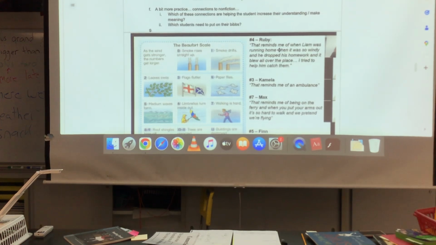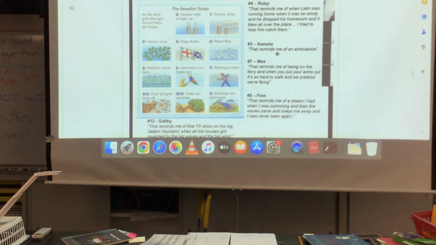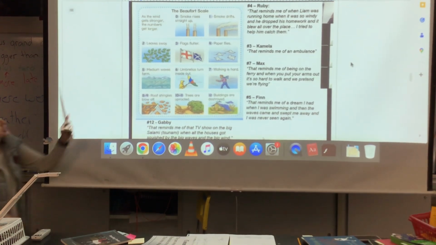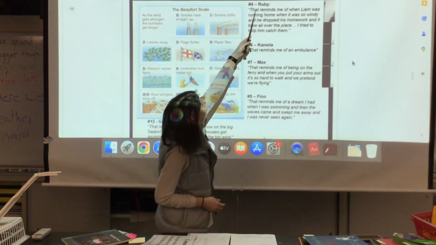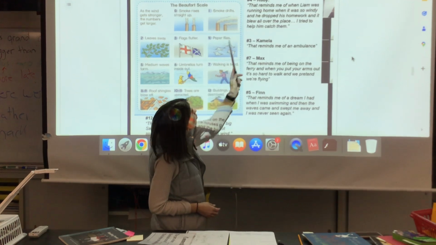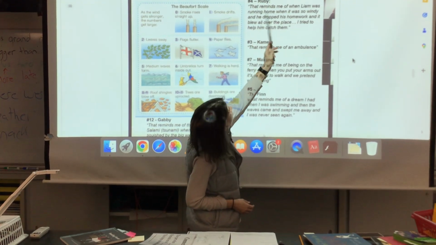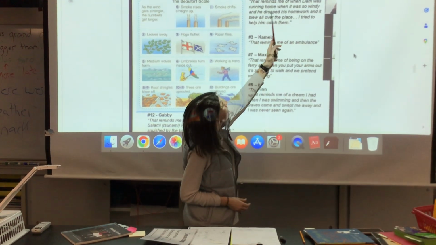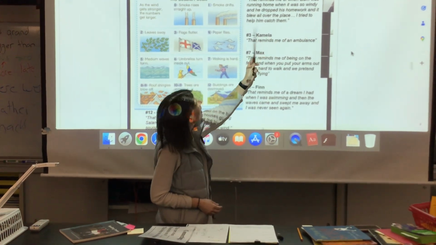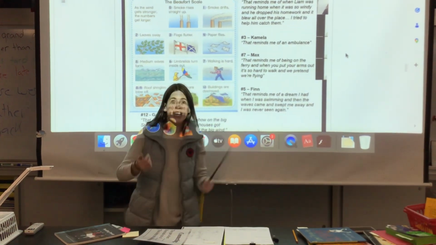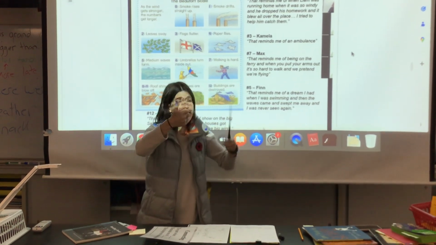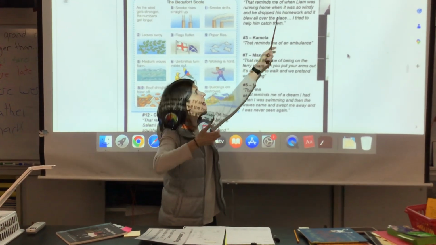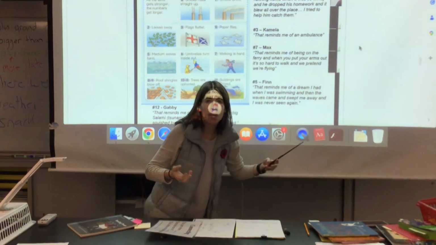This is a nice little slide just to kind of get going. We have some examples. This is about the wind scale. And this kid here, Ruby, says she connects with number 4. That reminds me of when Liam was running home and it was so windy, he dropped his homework and it blew all over the place. I tried to help him catch them. I have the kids say, is this an effective connection or non-effective? Yes, this one makes sense. They experienced the wind blowing the papers.